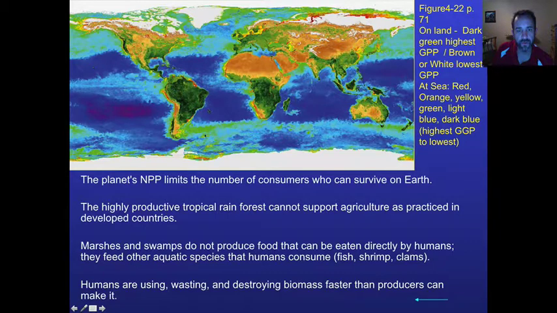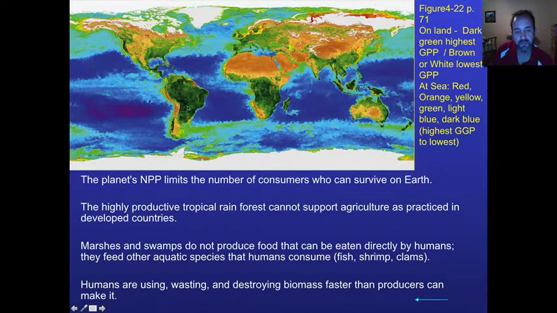Here's just a view of the most productive parts. Green represents highly productive. Orange represents low productive. Okay? And then at C, red and orange, yellow, light blue, and dark blue, highest GPP to lowest. So red means the highest productive, and then the dark blue represents the lowest productive.